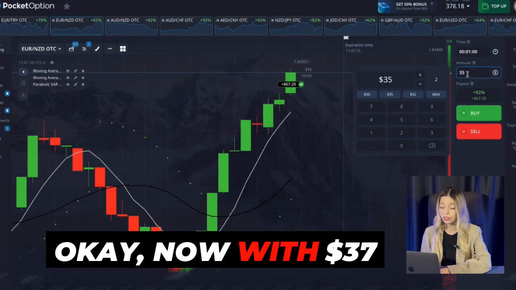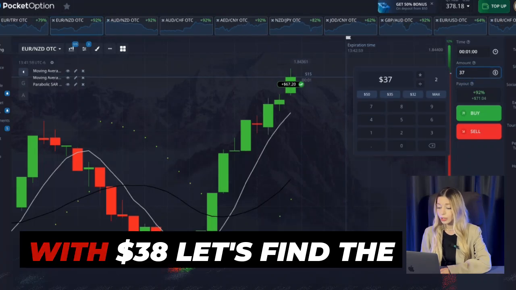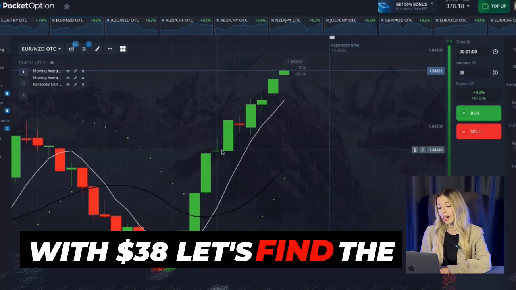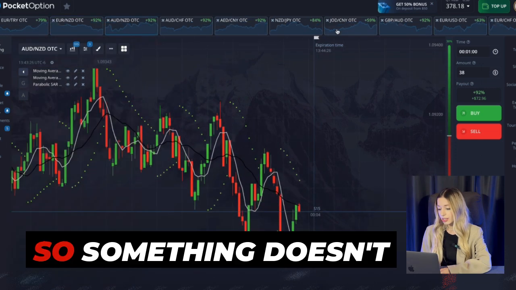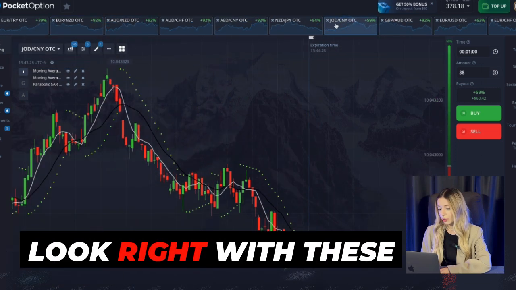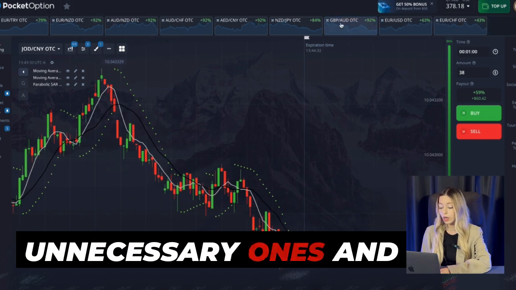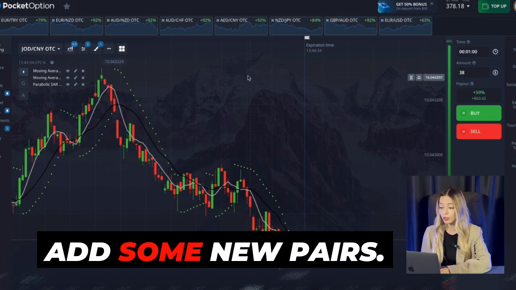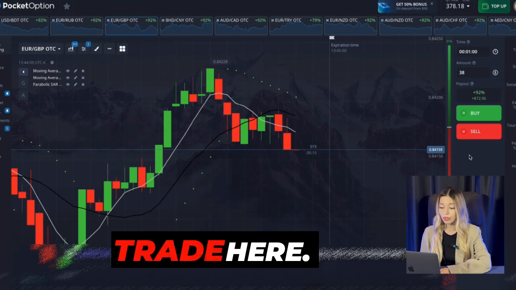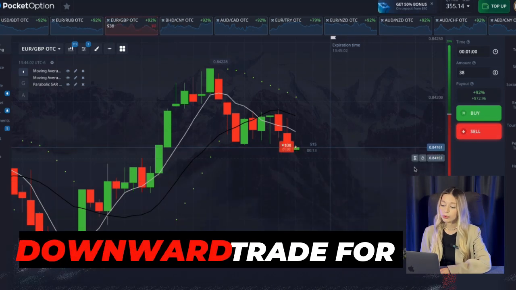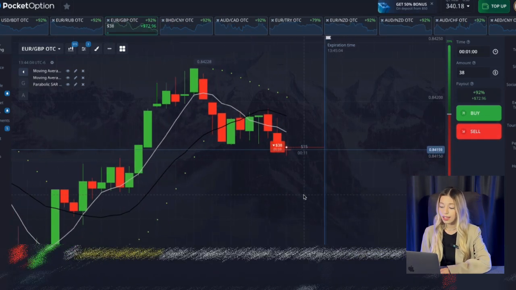Okay, now with $37, with $38, let's find the right pair. So something doesn't look right with these pairs. So I will remove the unnecessary ones and add some new pairs. Now we can open a trade here. I will go for a downward trade for $38.